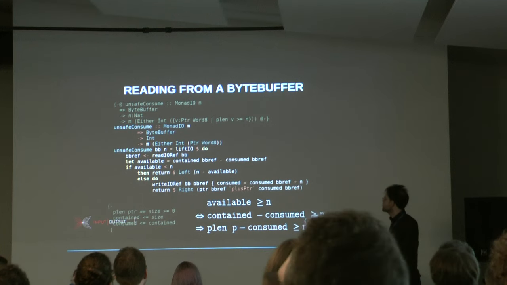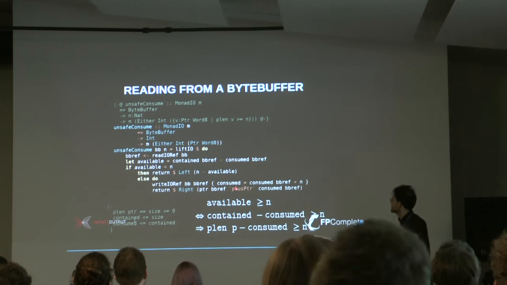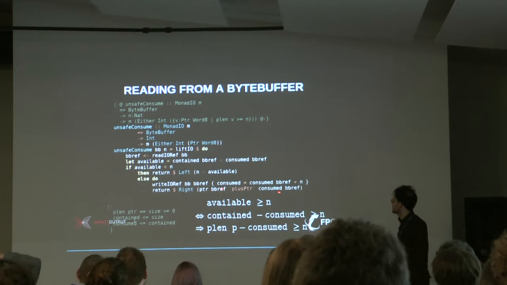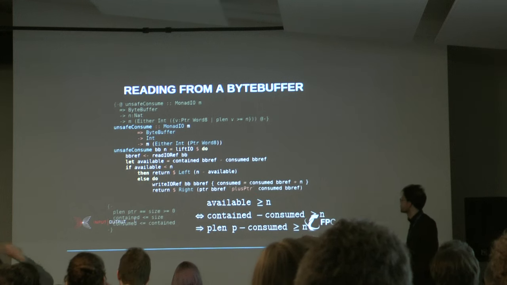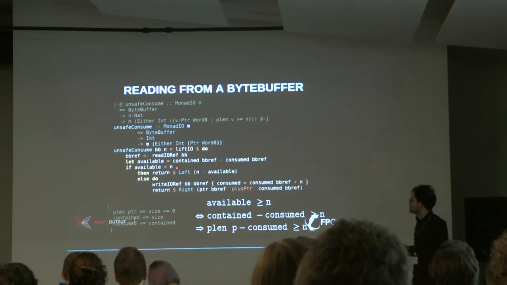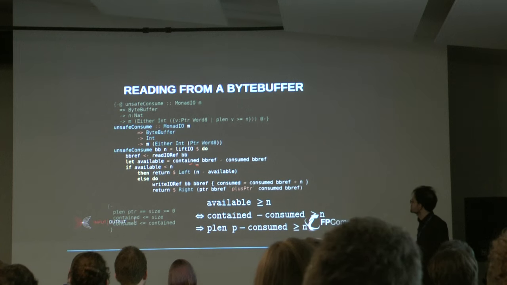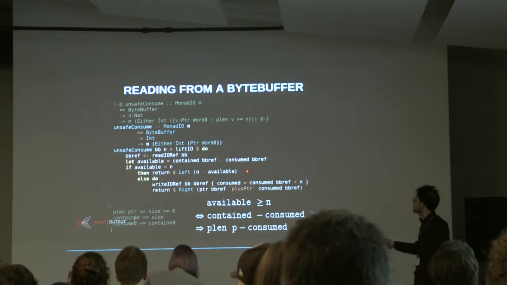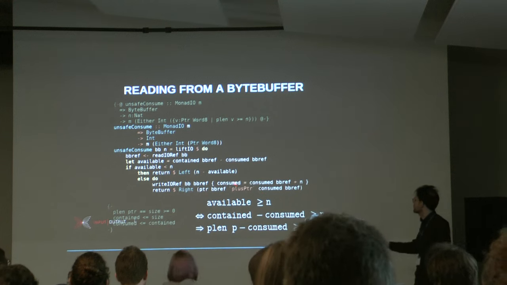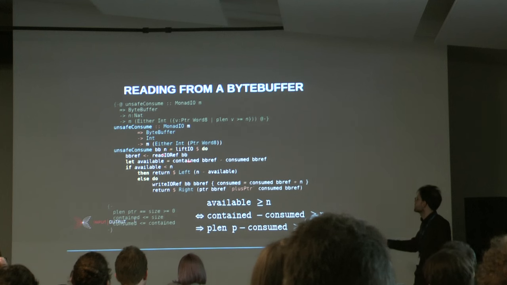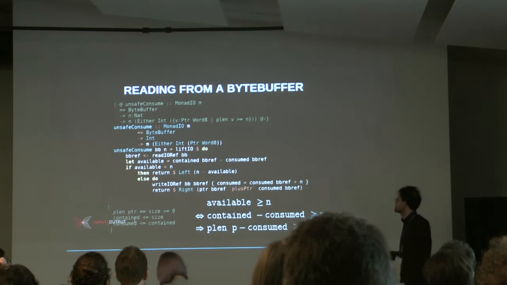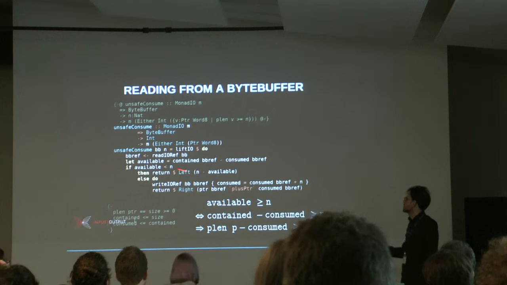And then Haskell can actually prove a few things. One is that this pointer actually has the correct length, that it has at least the length of n, so that it's not too short. And you can do this because at this point we know that the number of available bytes is not smaller than n. So the number of available bytes is the number of contained bytes minus the consumed bytes. So this pointer here, plus the consumed bytes, is actually within the number of contained bytes. And that's much smaller than n. So this gives us a pointer of the right size.